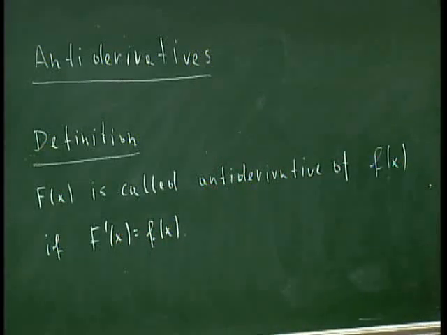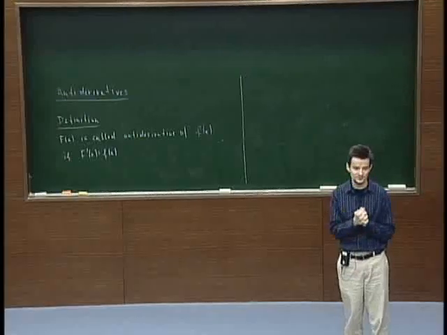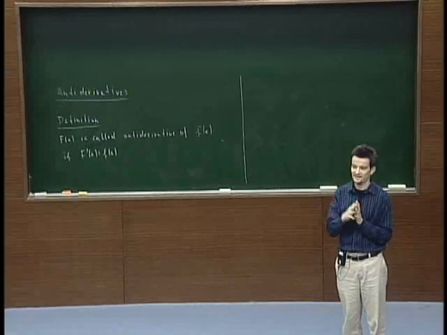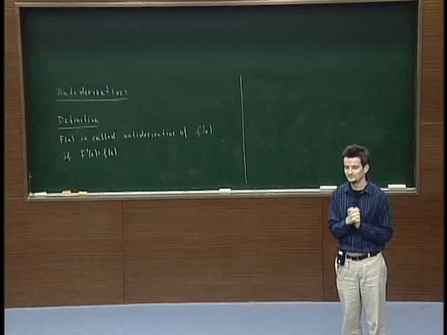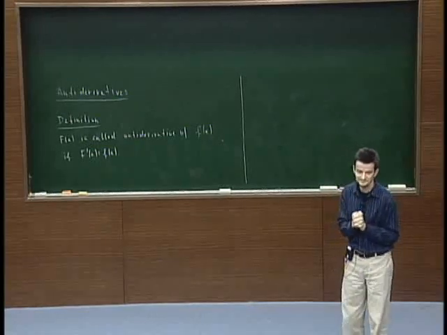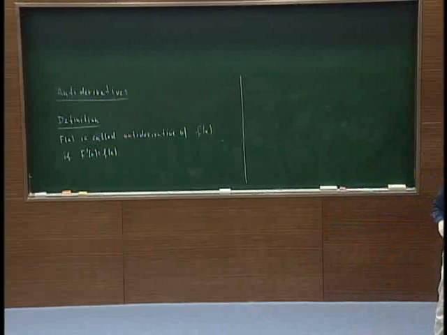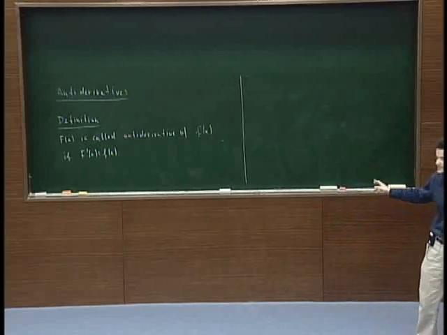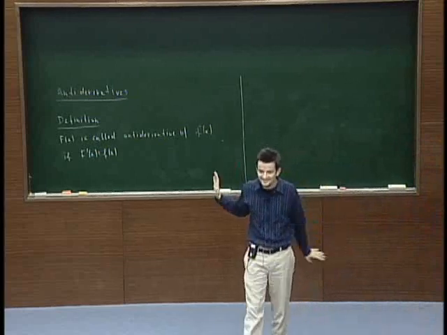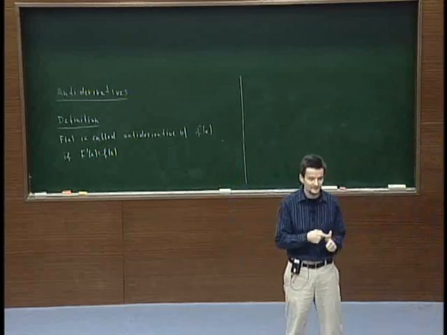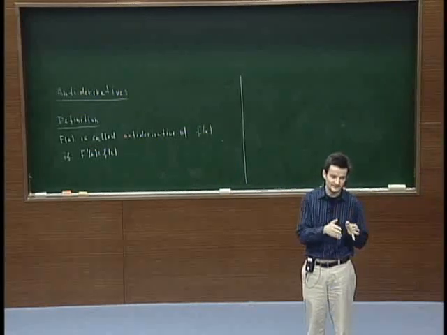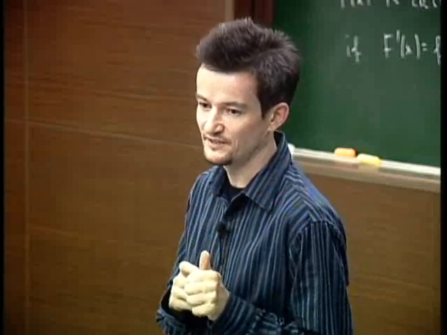Now, from this definition, we already have several good questions. What is a good question here? If you see a definition like this, which question pops up in your heads first? There are several questions you can ask. The first question: for which function? If I have a function, how can I see that it has an antiderivative? So for which function do I have an antiderivative?